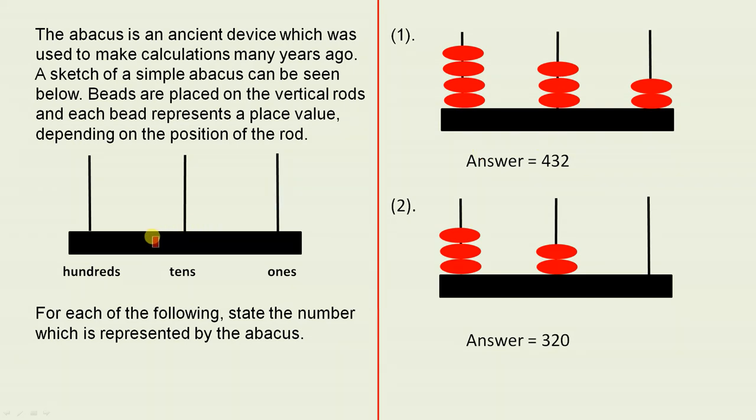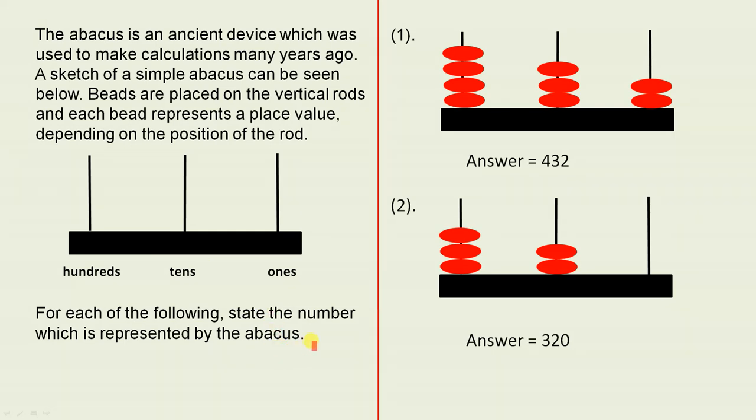Now here it is. This is a very, very basic example of an abacus. It's a device, pretend that's the base here. So this black rectangle here is the base. And here we have the ones rod, the tens rod, and the hundreds rod.